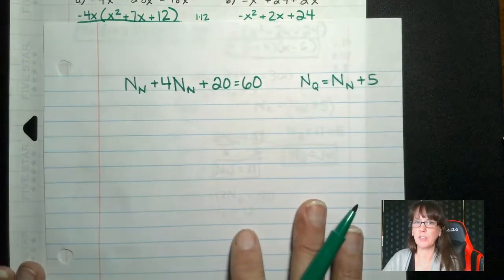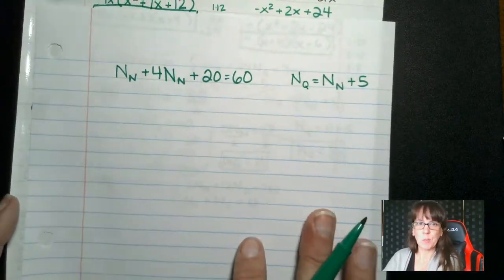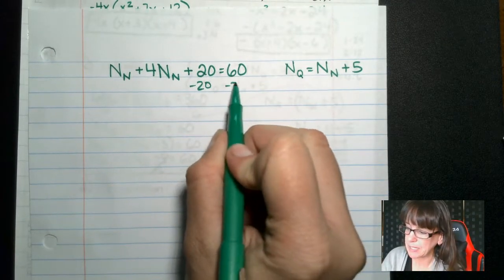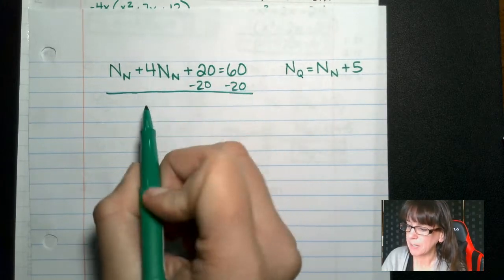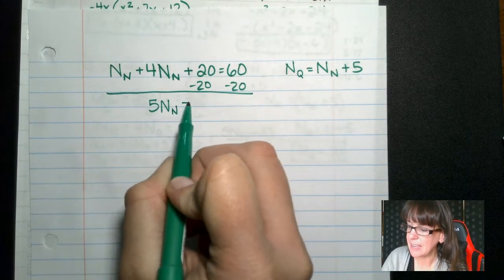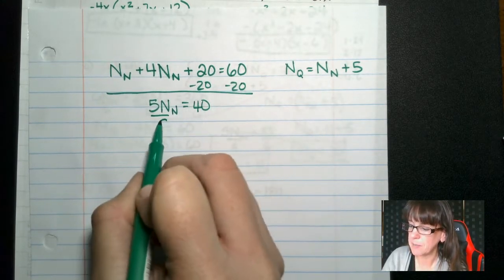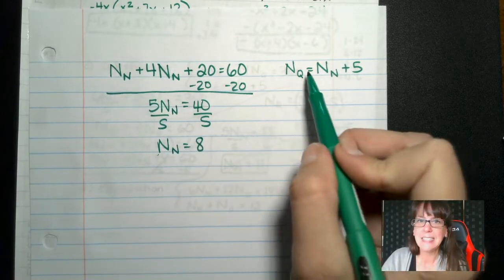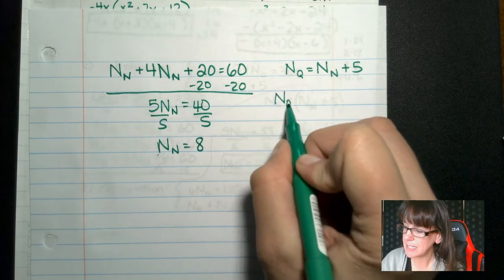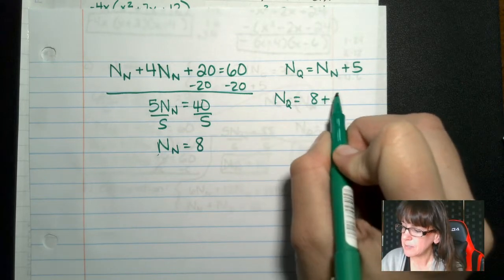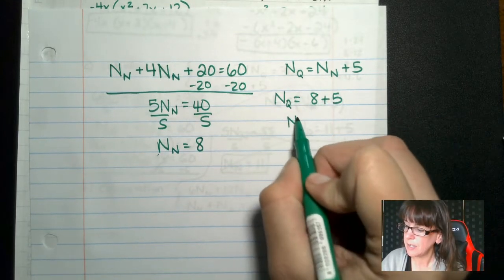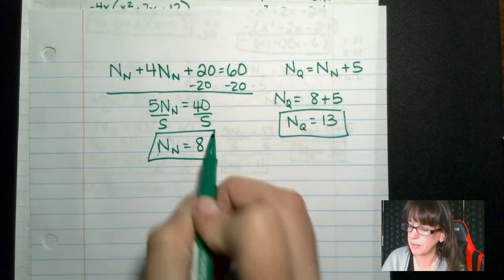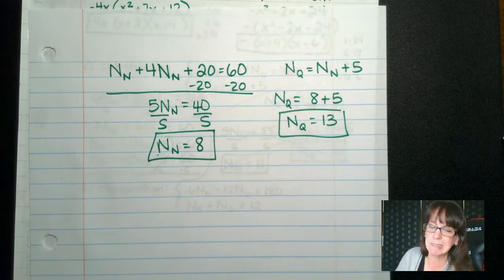So let's redo it by looking like this. Okay, so here is what it should have looked like with that 20. So minus 20 minus 20, that gives me 5nn equals 40. Divide by 5, divide by 5, nn equals 8. Take that information, plug that back into here. 8 plus 5, so that's nq equals 13. So there's my 8 and my 13. I'm so sorry about that. If I knew how to edit videos, I would edit that part out, but you're just gonna have to suffer with me.